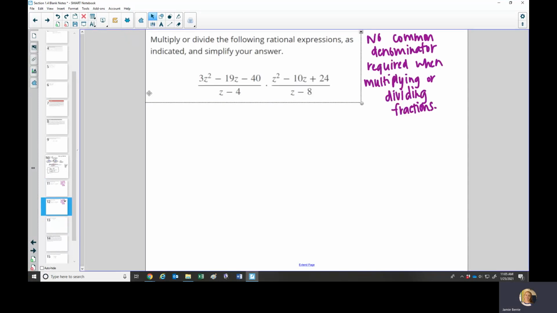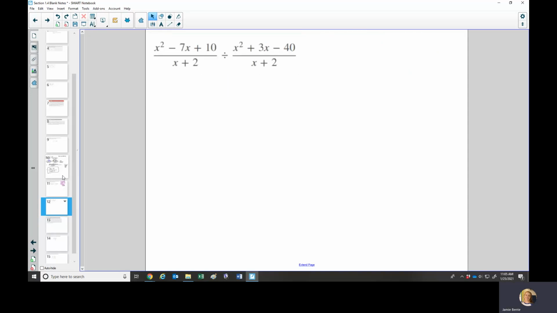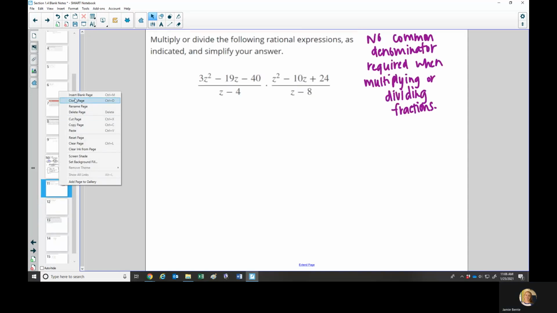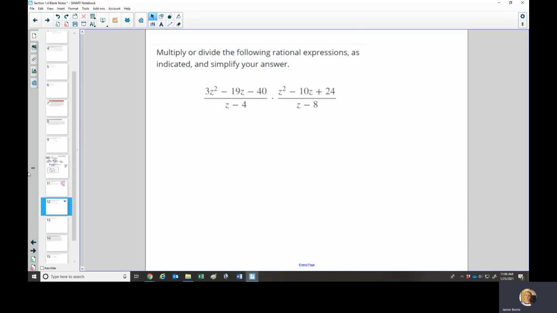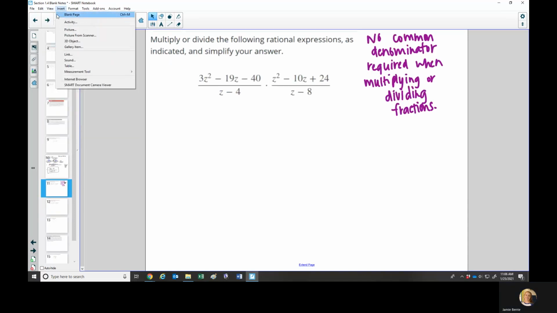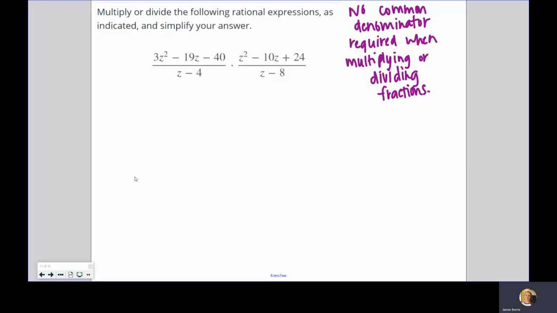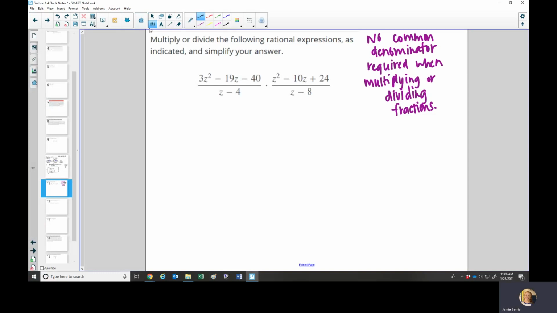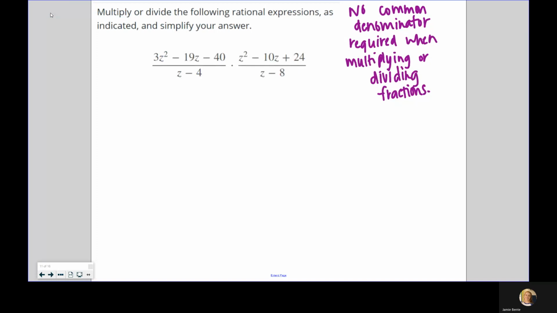Oops, I think I hit the wrong thing. Let's do this again. Sorry, guys. Insert a blank page. There we go. Okay. Now let's do this. All right. So it says multiply or divide and simplify your answer.